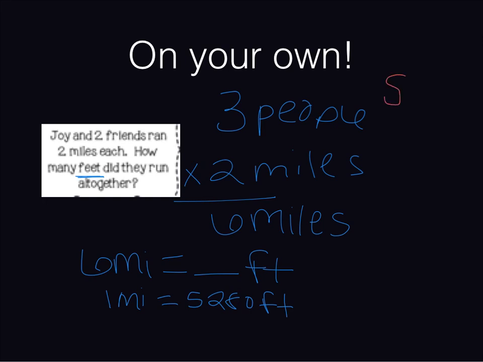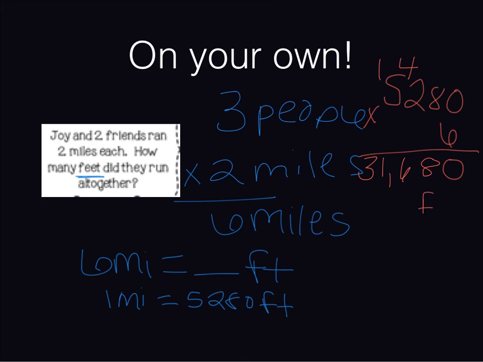So 5,280 times 6. 6 times 2 is 12, plus 4 more is 16, and then 30 plus 1 is 31. So altogether, Joy and her friends ran 31,680 feet.